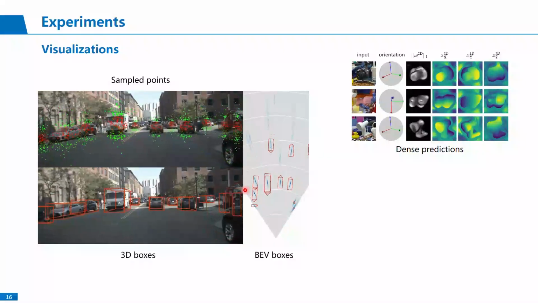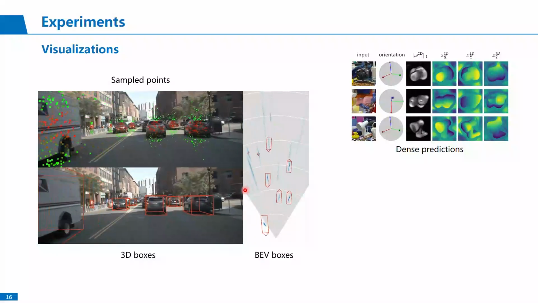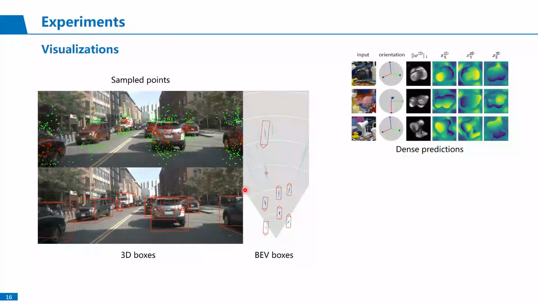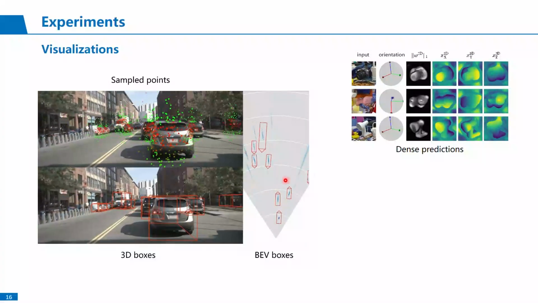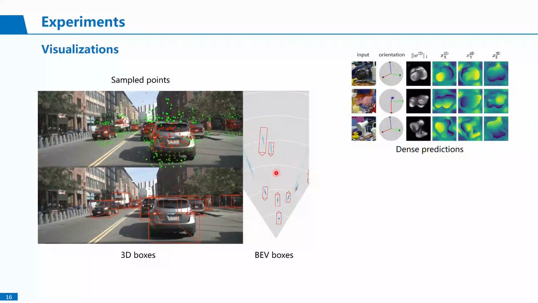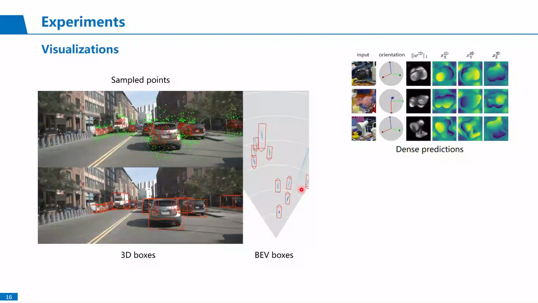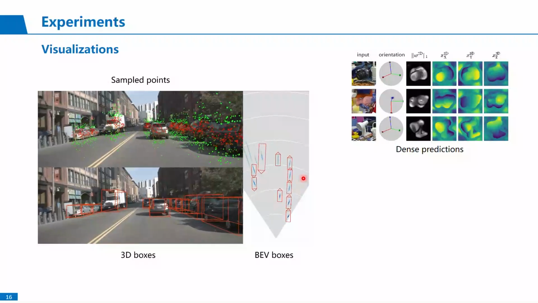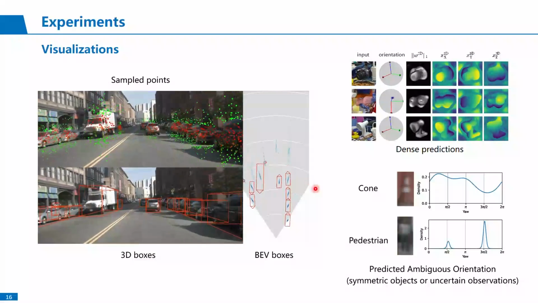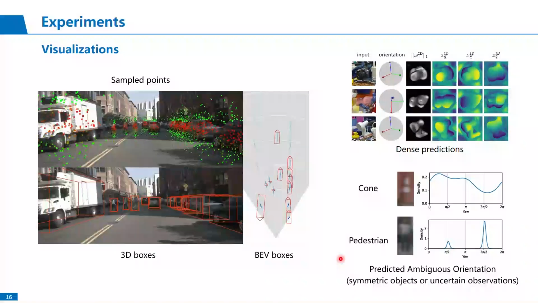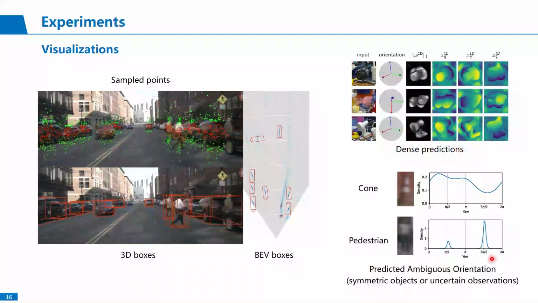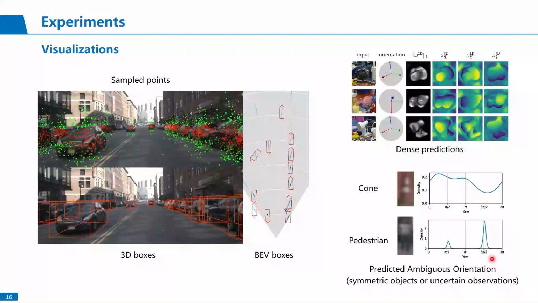Here are some visualizations. If you use Monte Carlo PnP at test time, you can even draw the probability density of object position, which reflects the localization uncertainty. Another very important advantage of EPro-PnP is that it naturally handles the ambiguous orientation case by predicting the multimodal distribution, which occurs under symmetry or uncertain observations.